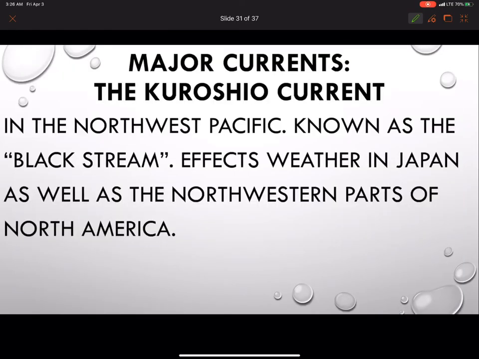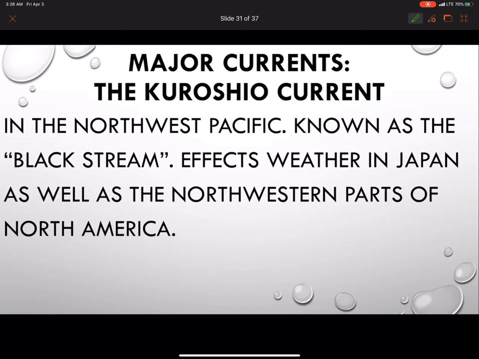Now, that was the Gulf Stream. Another major current is the Kuroshio. The Kuroshio current is actually the counterpart of the Gulf Stream. This one is found in the Northwest Pacific, in the Northern Pacific Ocean, and it is known as the Black Stream. The reason it's called the Black Stream is because its water is very, very dark. It's a dark blue water. That's the only reason.